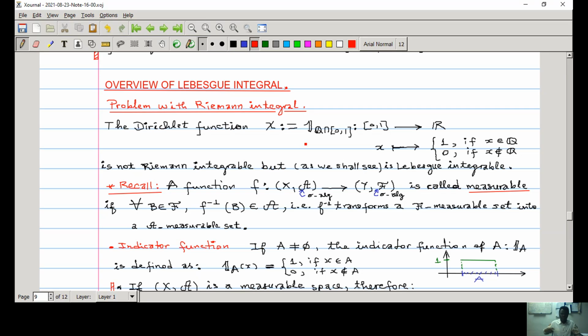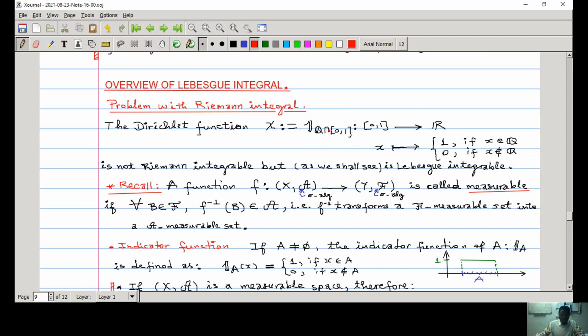Such a function is the Dirichlet function, as you can see here. The Dirichlet function is defined on the closed interval [0,1], and it takes the value 1 on rational numbers and 0 on irrational numbers of that interval. The simplest way to denote it is the indicator function of Q intersection the closed interval [0,1], Q being the set of rational numbers.